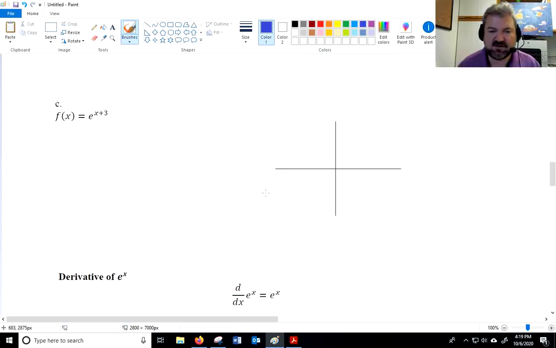And then this one here, e to the x plus 3, is going to move it to the left 3. So we're used to it going through 0, 1. Now it's going to go through negative 3, 1. So it'll, again, start very close to the x-axis and then shoot up very quickly.